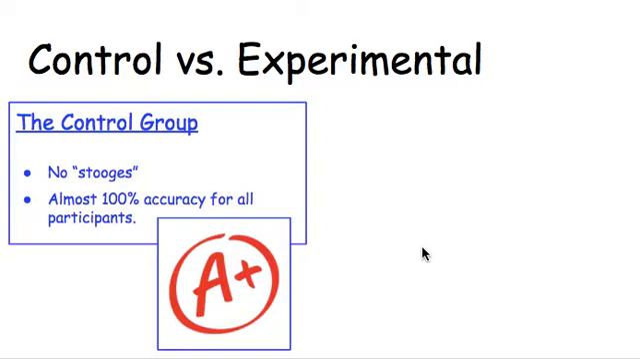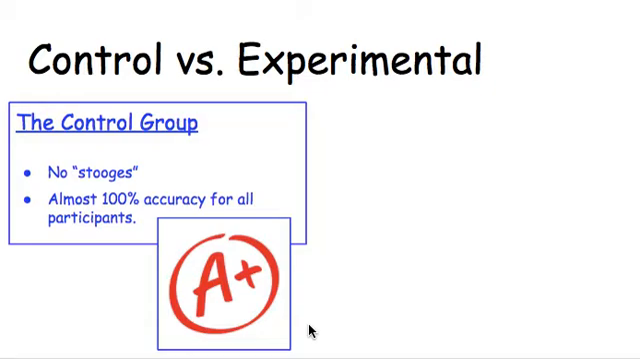All right, so we've got 2 groups here, as always with an experiment. We've got our control group where there are no stooges. So our independent variable, the presence of social influence, is not there. There's nobody trying to influence them. They have almost 100% accuracy for all participants. So they get an A+. If you're wondering where this picture comes from, it comes from a website about dental health.